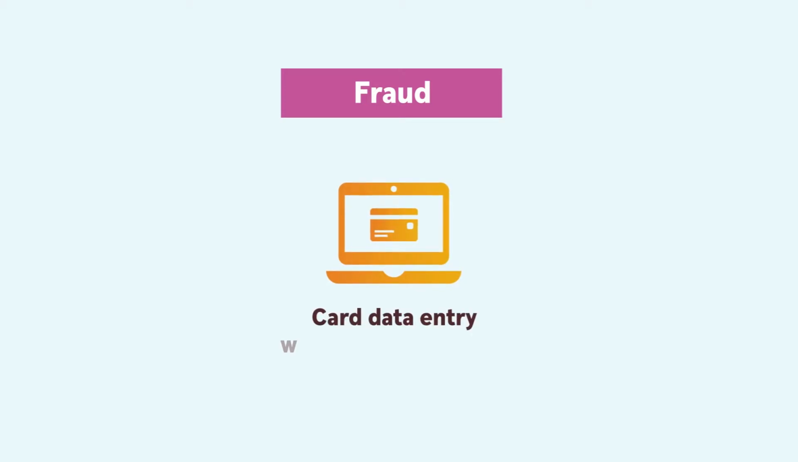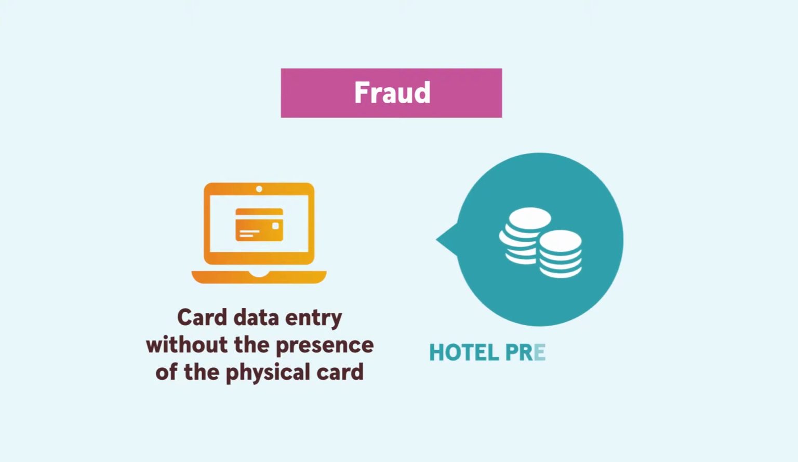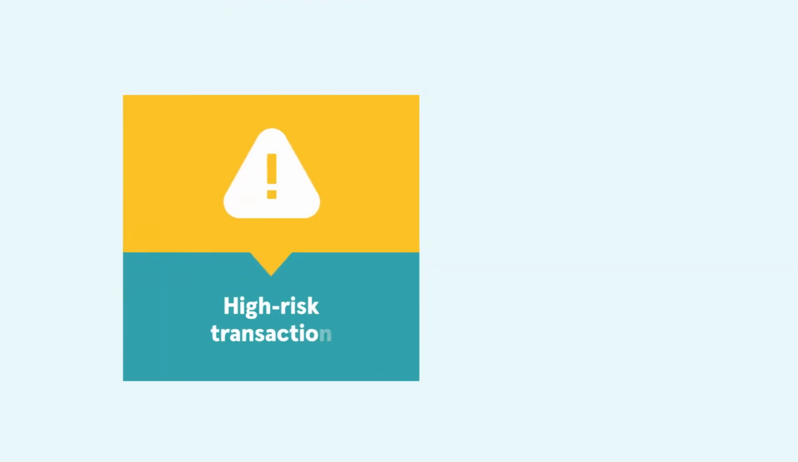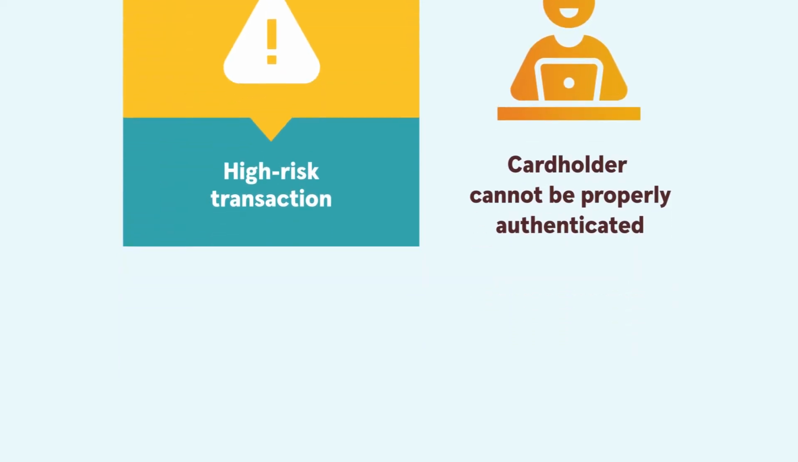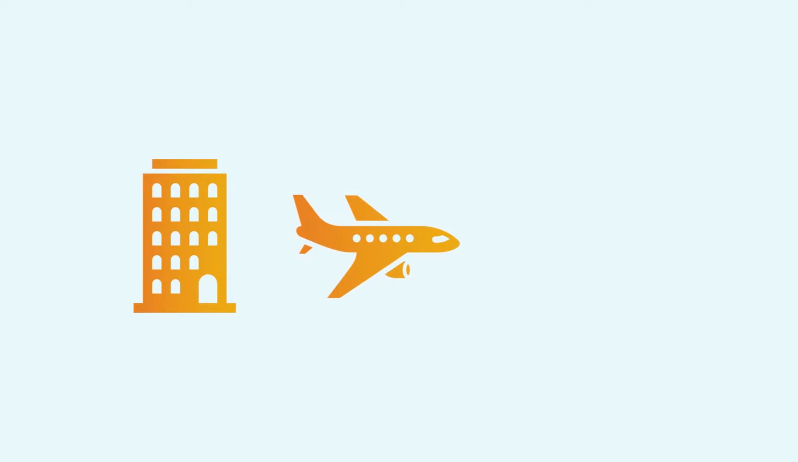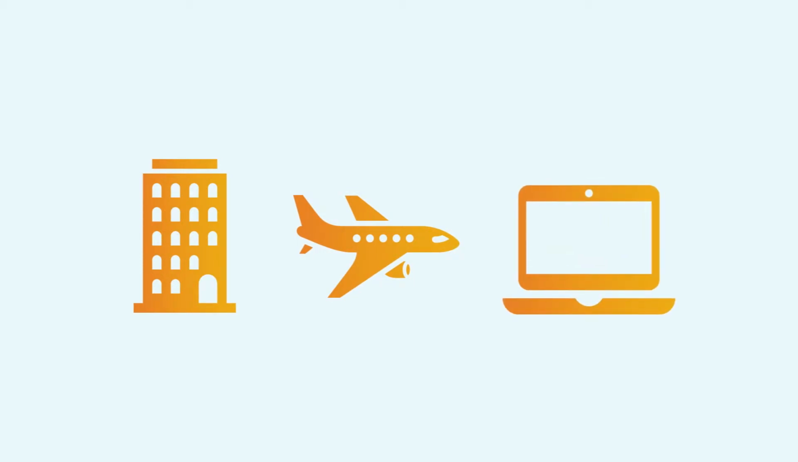Another example of how fraud may occur is manual card data entry without the presence of the physical card. For example, hotel prepayment or online purchases. These are high-risk transactions because the cardholder cannot be properly authenticated, or someone can use a lost or stolen card or counterfeit card data. Because of this, businesses like hotels, travel agencies, online ticket services, and other online sites are the main targets for fraudsters.